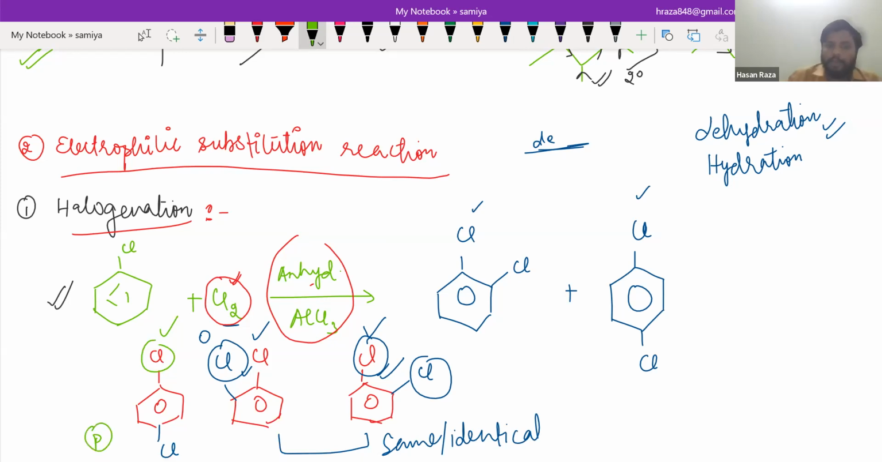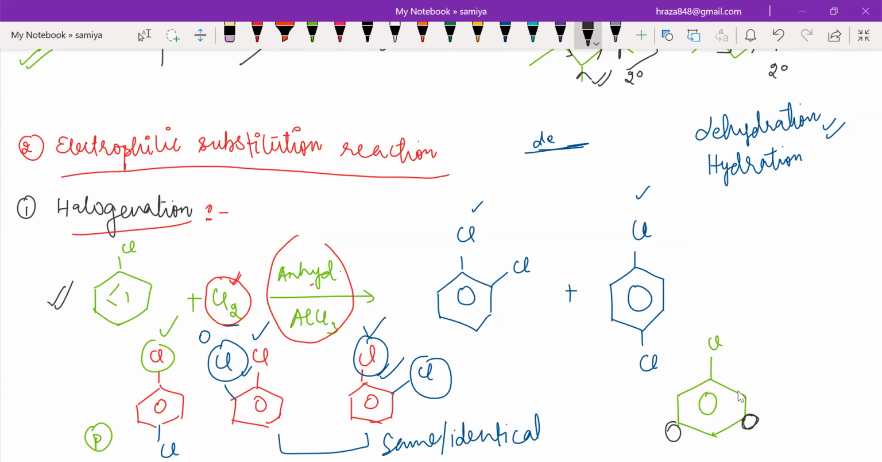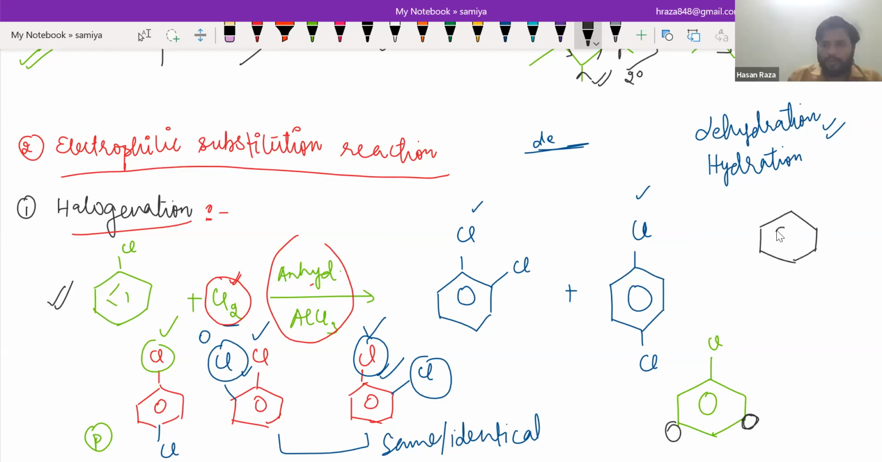So the first question that comes to your mind is why the chlorine didn't add itself at this place and this place, which is called meta? Do you know what ortho, meta, para are? Are you aware of that? Basically, we have to take a reference. So with respect to this position, this is ortho, this is meta, this is para. In the same way, if you count from the left-hand side, this is ortho, with respect to this, this is meta and this is para. Are you getting my point?